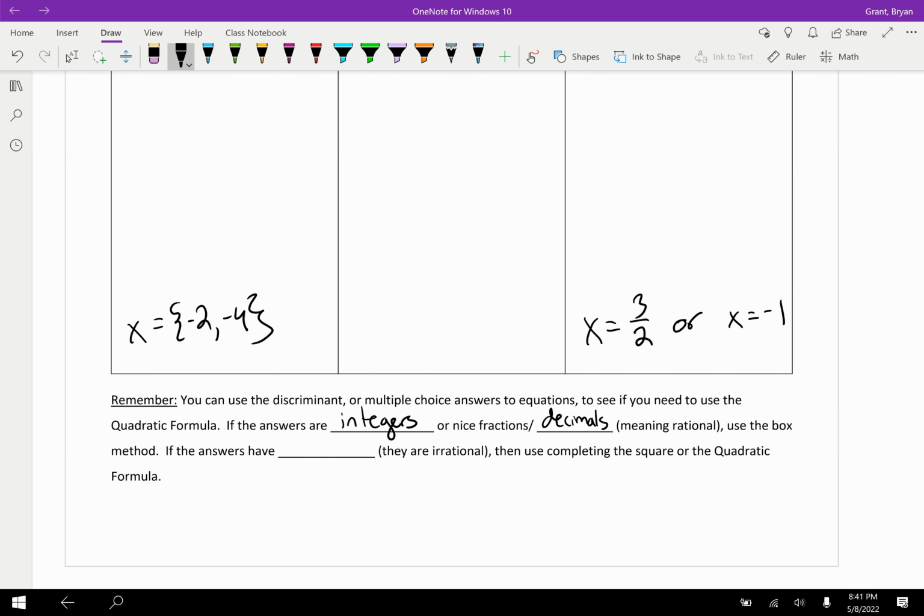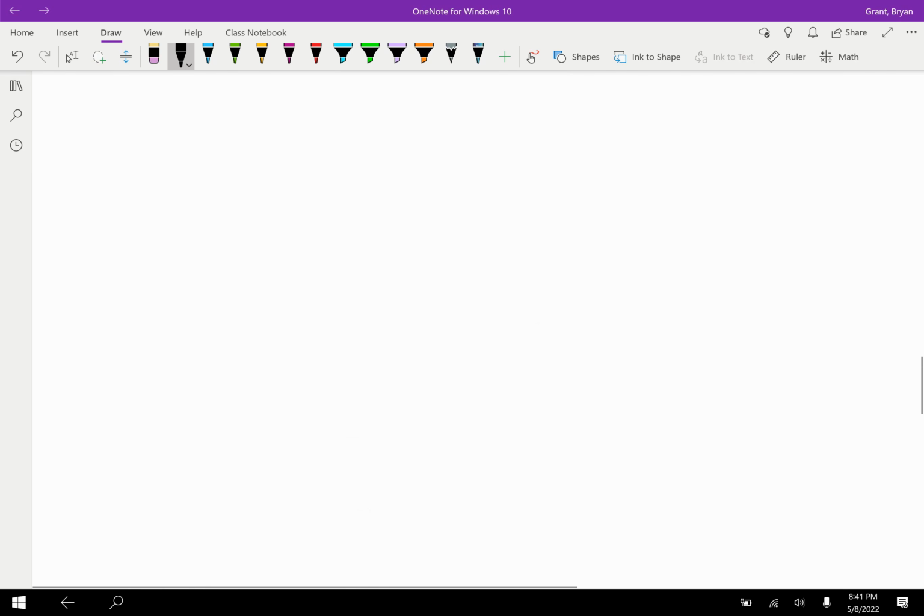Factoring's almost always quicker. However, if the answers have roots, think square roots, or really gross decimals, like, I don't know, 1.4047 whatever, and it just keeps going on forever, then you'll have to complete the square or use the quadratic formula. So that is all for today. Main part was the quadratic formula. Make sure you're comfortable with that.